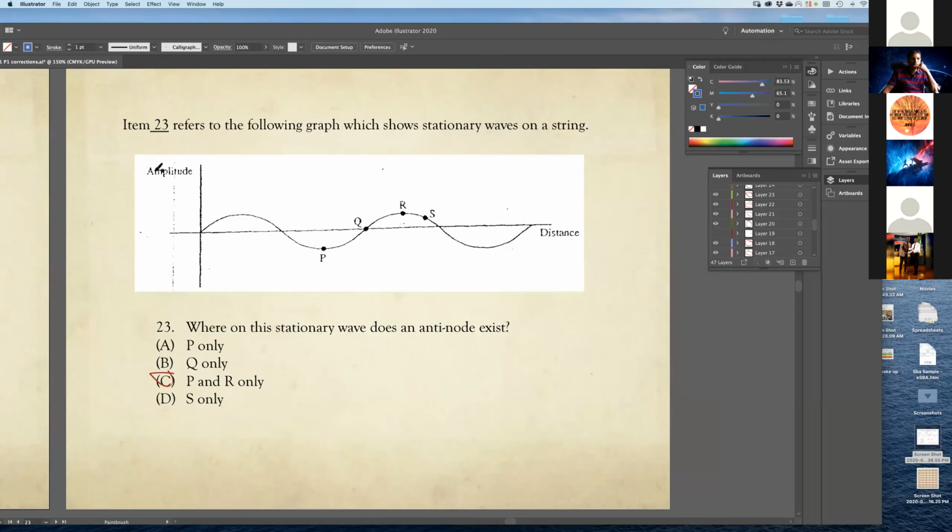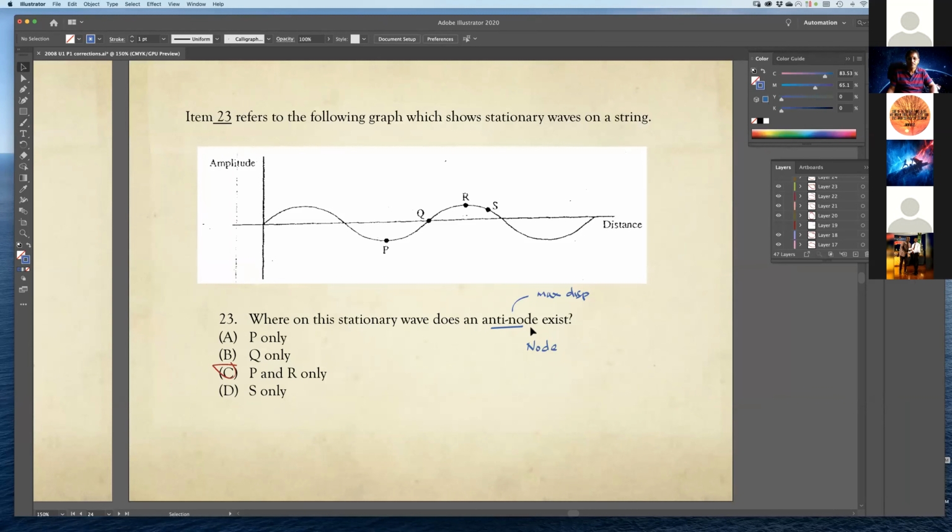Number 23 refers to the following graph, which shows a stationary wave on a string. Where does an antinode exist? When a stationary wave is set up, the antinode is the point of maximum displacement. The opposite of antinode is the node. The node is a point of zero displacement, meaning the node does not move.